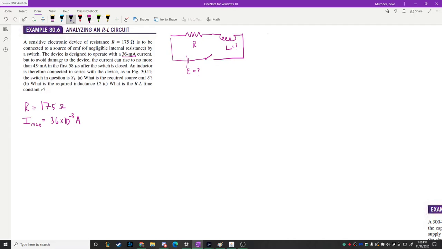So for part A, we can just do E equal to IR, as Ash said in the chat. So we do E equal to the maximum current flowing in the system times the resistance. So 36 multiplied by 175. So I get 6.3 volts.